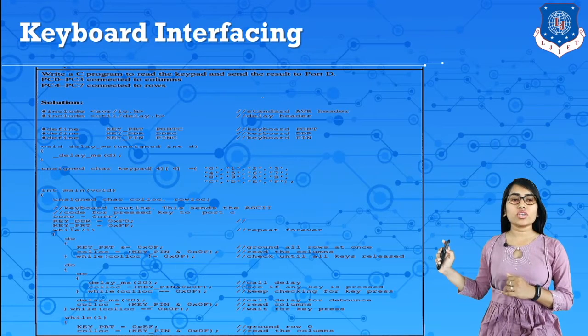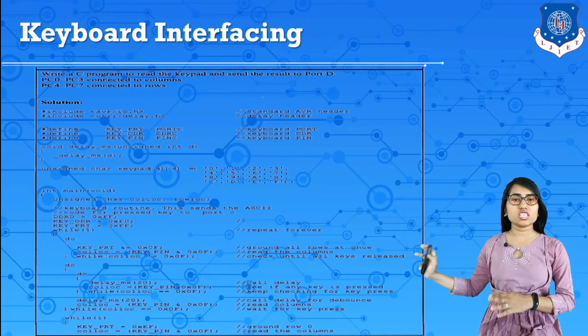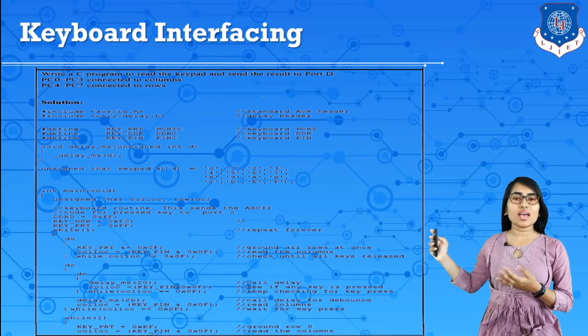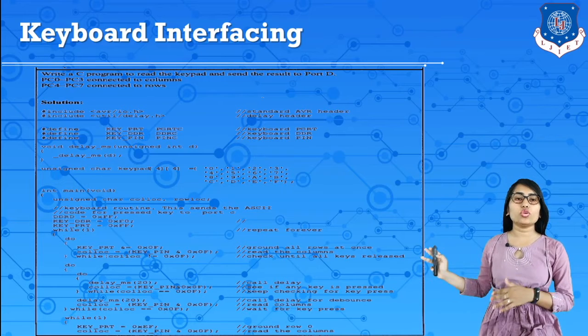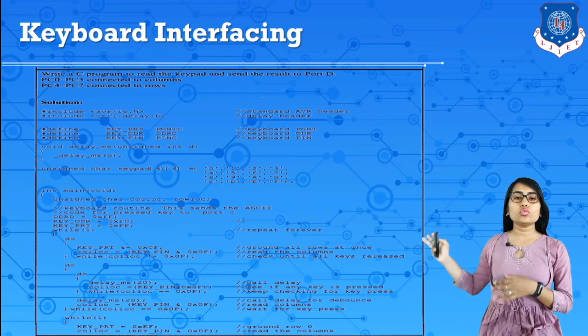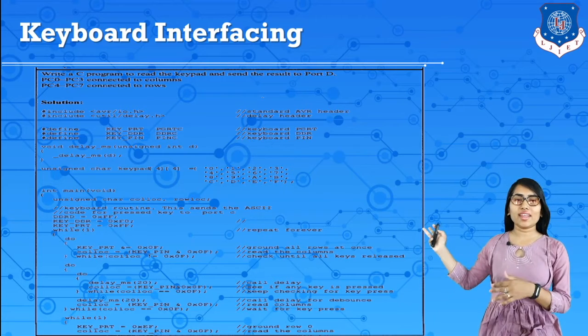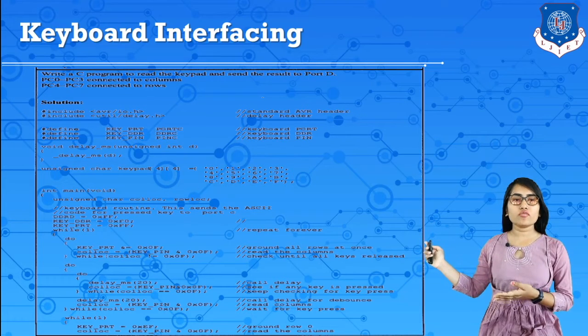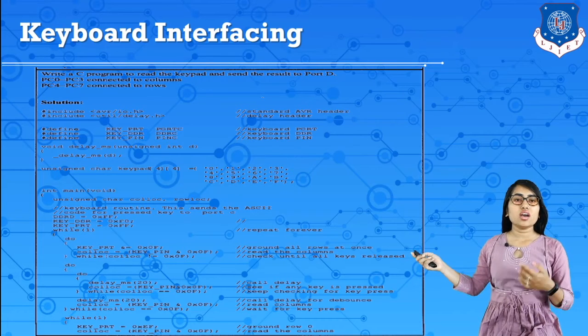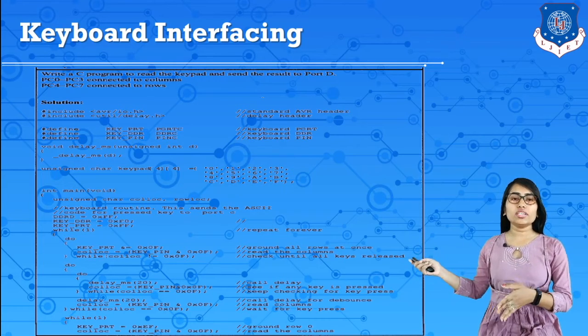Here the keyboard interfacing program is in C: write a C program to read the keypad and send the result to port D. PC0 to PC3 are connected to columns, and PC4 to PC7 are connected to rows. First define the functions for port C. Here we connect the keyboard, and this can be written like this by defining functions for the keys. Then write the program. This C program is very easy to write for a keypad to check which key is pressed, and then the data is sent to port D.